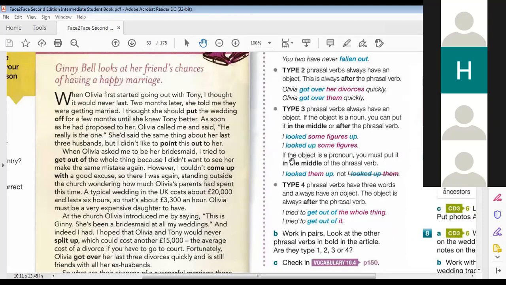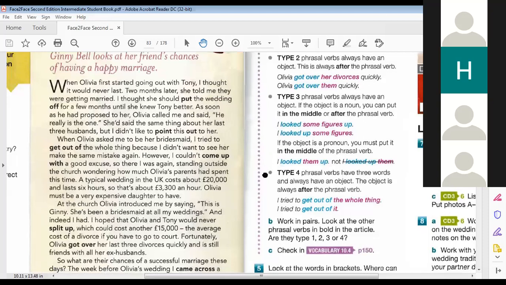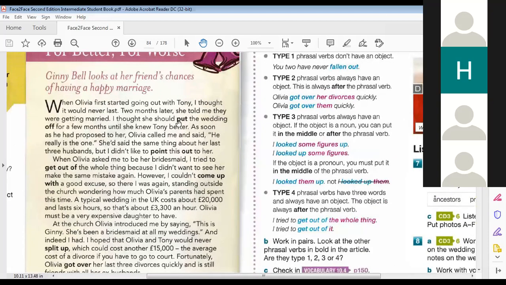Okay, remember that we just want to guess. If you're not sure, it's okay. Let's start with the first phrasal verb. Can you see put off? Put off. So put the wedding off. Put the wedding off. Put it off.